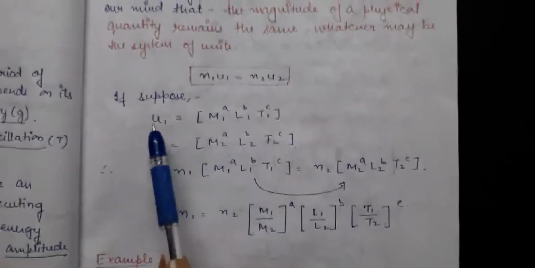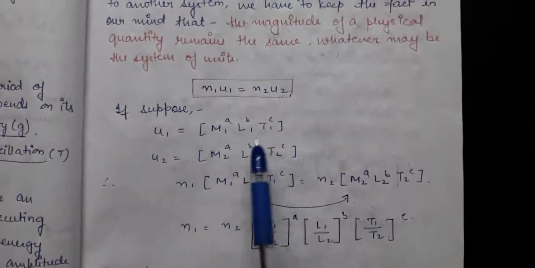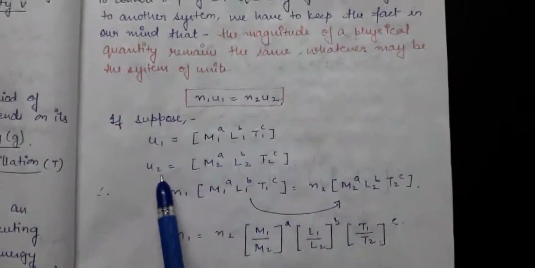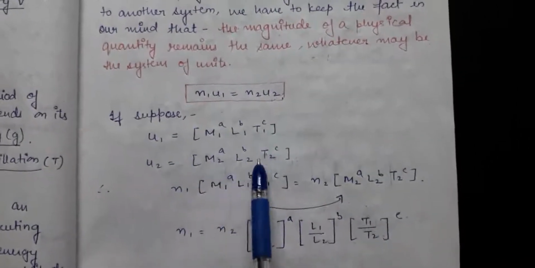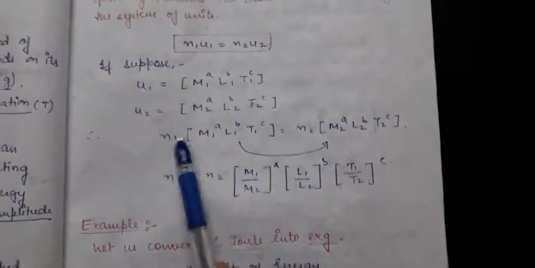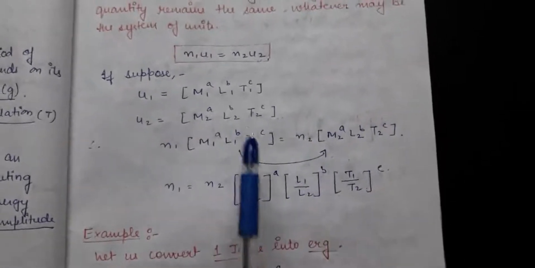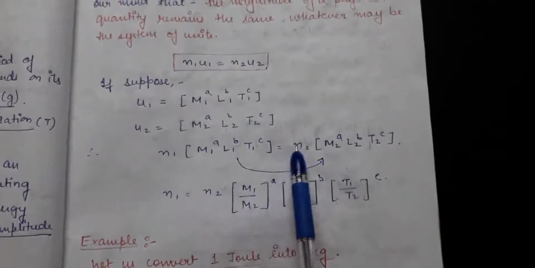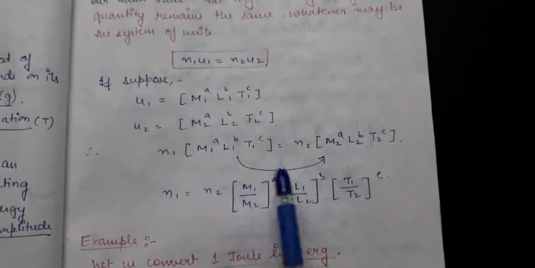Suppose u1 is a physical quantity with m1, l1, t1 and dimensions a, b, c, and u2 is another with m2, l2, t2 and the same dimensions a, b, c. Then the dimensional formula says n1 u1 equals n2 u2. In place of u1 and u2 I am writing their dimensional formulas. If you want to find the value of n1 or n2, you have to transform the dimensional formula accordingly. If you are not understanding the theoretical way, let us solve it numerically, so I can clear your doubts.